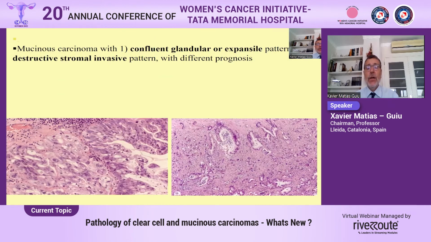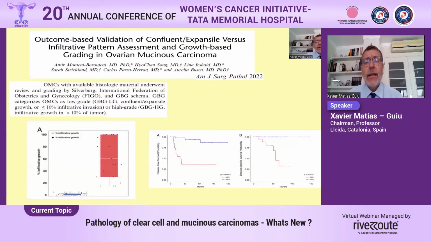And very important to distinguish between this confluent glandular expansile pattern or the destructive pattern. There are many evidences showing that these two patterns have different prognosis, and there is a recent paper showing that not only is the presence of infiltrative pattern relevant, but the percentage of infiltrative pattern. In that paper, an infiltrative growth in more than 10% of cells was prognostically relevant.